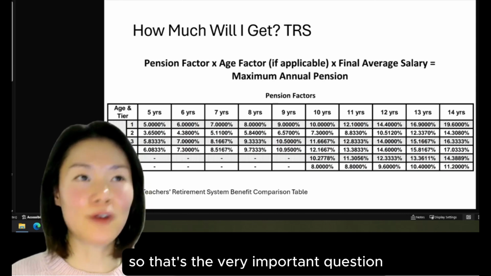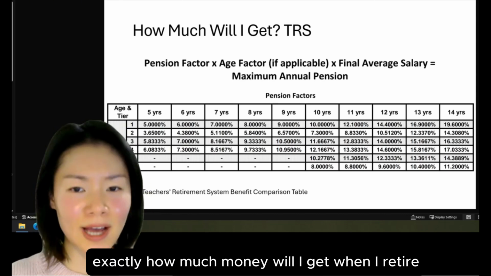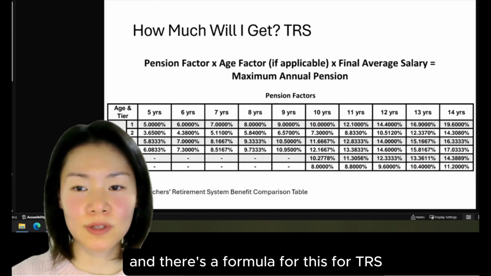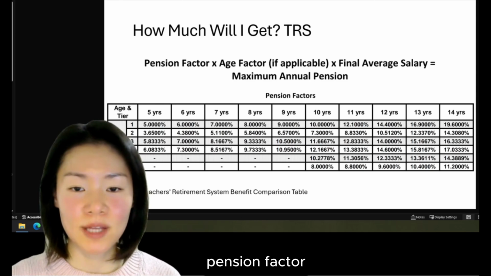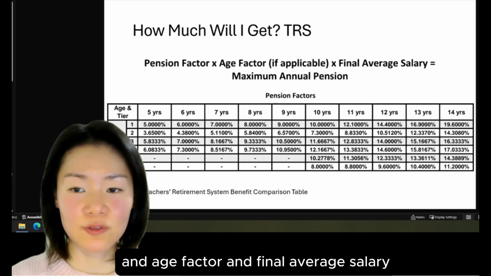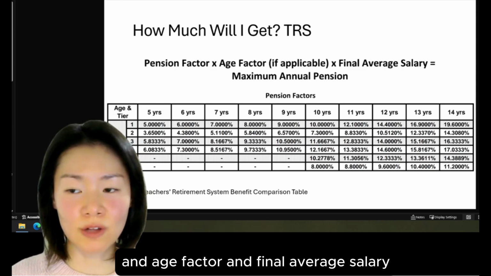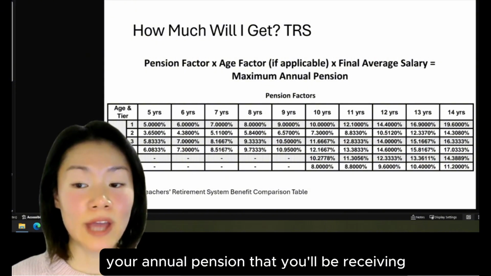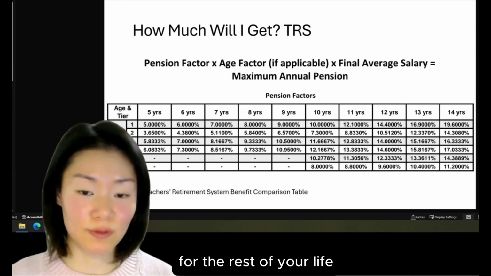How much will I get? That's the very important question. Exactly how much money will I get when I retire? There's a formula for this for TRS: pension factor, age factor and final average salary. They are all considered to calculate your annual pension that you'll be receiving for the rest of your life.